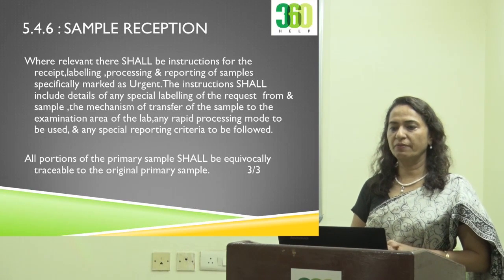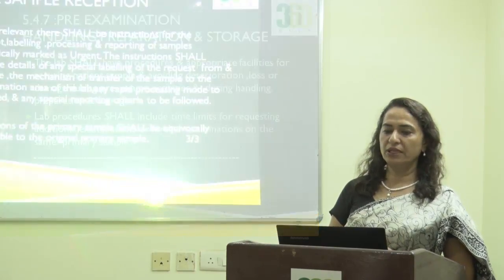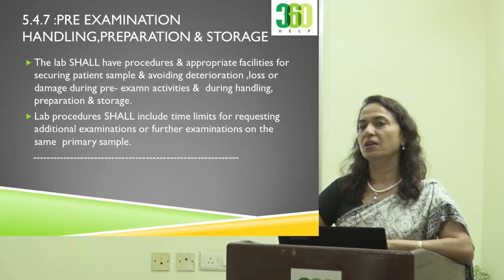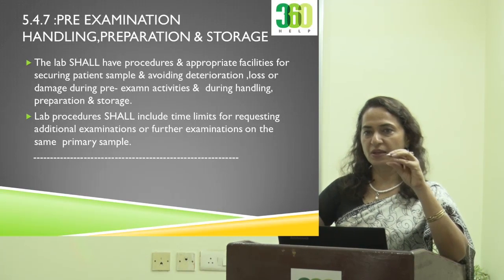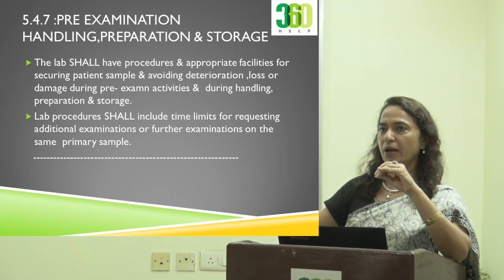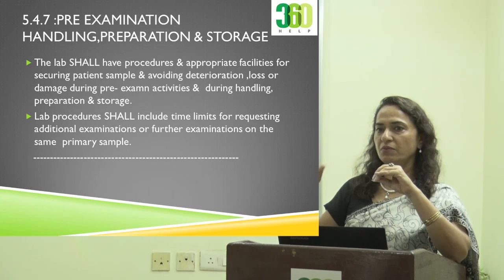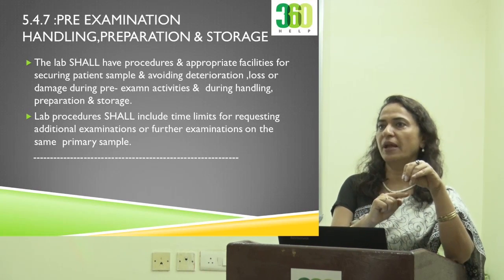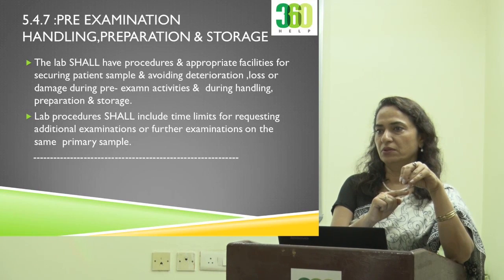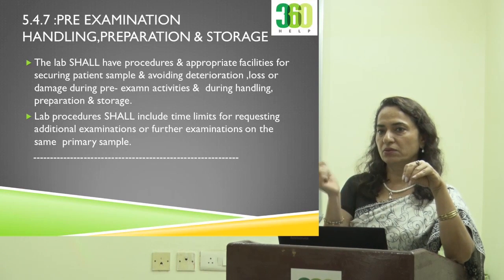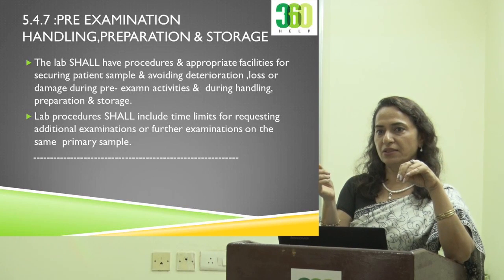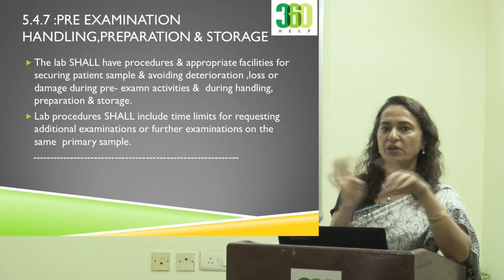All portions of primary sample shall be equivocally traceable to the original primary sample. Means the number, if some portion of the sample has gone to microbiology department and now you need more sample, that sample should be traceable to the primary sample. So number should not change. Primary sample and the portion sample should have same number.